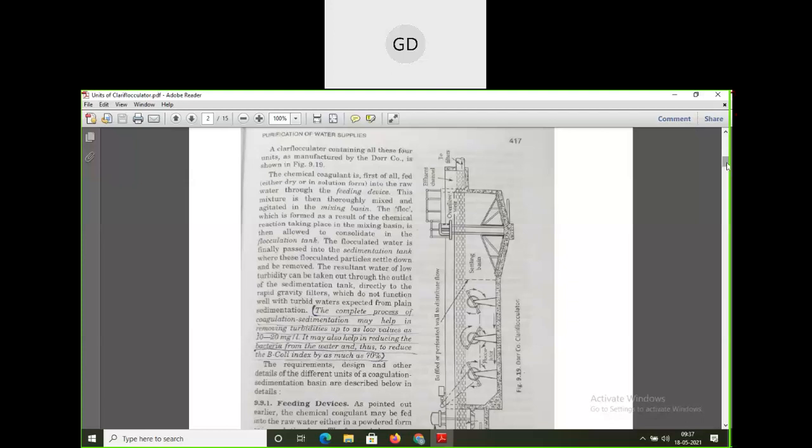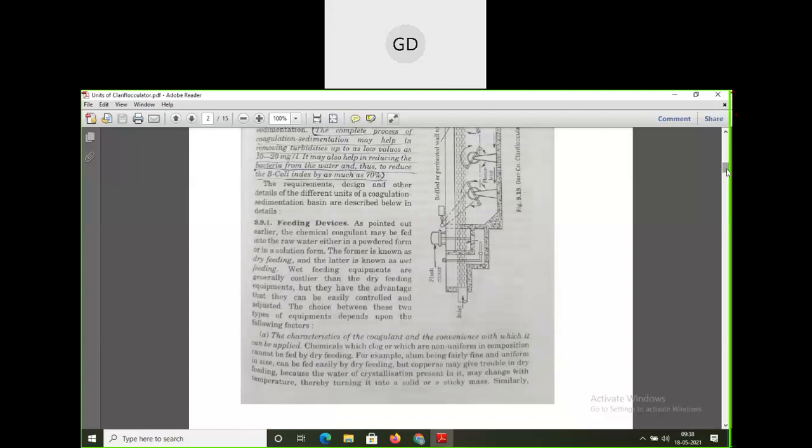So this completes the process of coagulation sedimentation. It is only used to remove turbidity of a value of 10 to 20 milligram per liter. If the water has a turbidity of 10 to 20 milligram per liter, only in that case is this complete process of the coagulation sedimentation tank used. It is also used in reducing bacteria from the water, and it reduces the B. coli index, which is a bacteria parameter, by up to 70%.